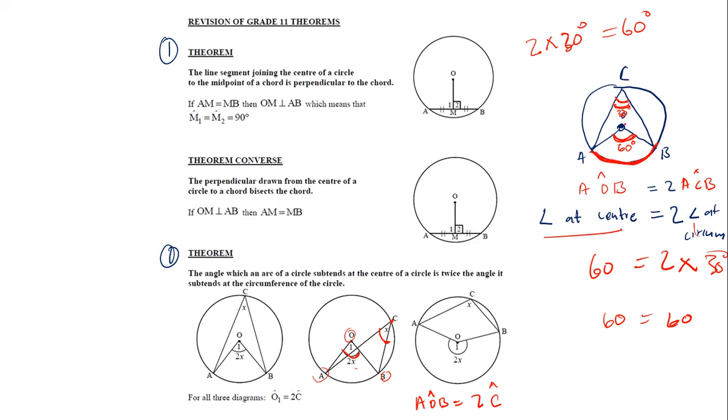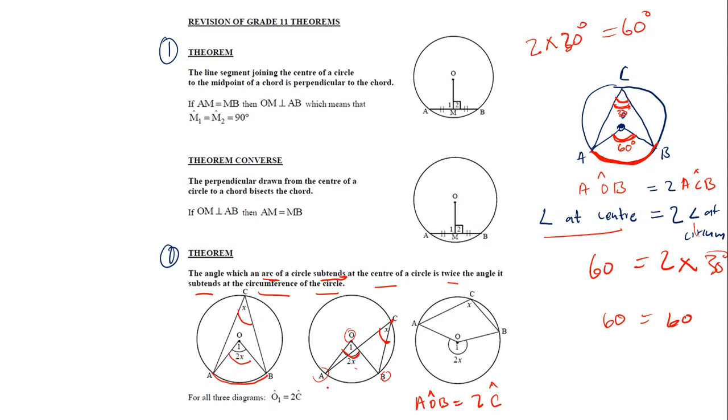For us to say the angle at center is twice the angle at the circumference, we say this because these two angles are subtended by the same arc. That's why when we read here, they say the angle which an arc of a circle subtends at the center of the circle is twice the angle it subtends at the circumference of the circle. We're supposed to have the arc there. This arc, which is arc AB, subtends this angle, and at the very same time it subtends that angle over there. So the angles are subtended by the same arc.